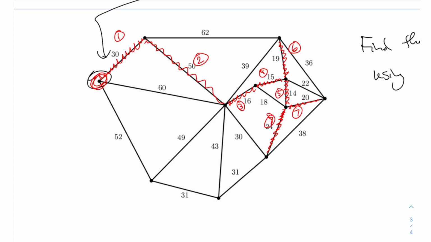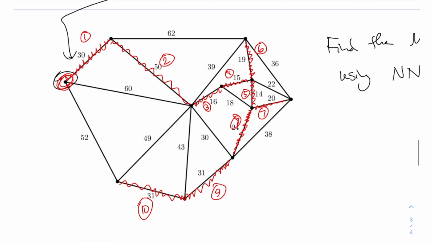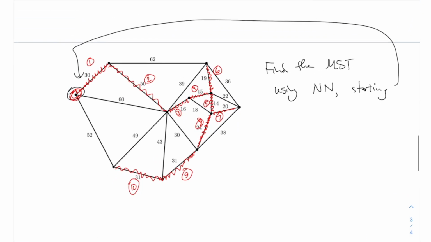Am I doing all right so far? I think so. Then the only vertices left are these two I got to get. I think I would take the 31. The 30 here is going to make a circuit, so I don't want that. 31 and then the 31 should do it, I think. So this is my choice number 9, choice number 10. All right? Any questions about that one? This is how we do the nearest neighbor algorithm, also known as Prim's algorithm, for finding minimal spanning trees. All right, and I think that's all.